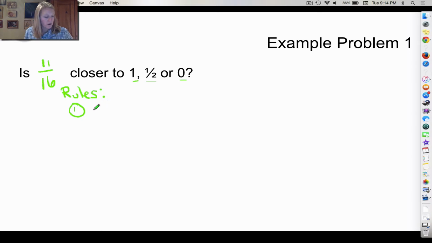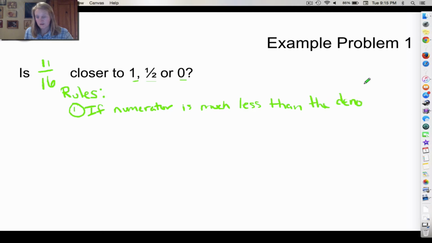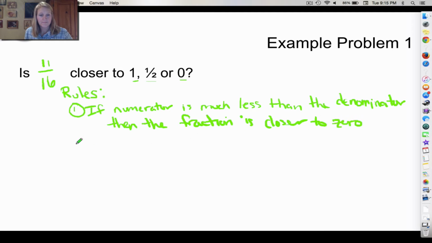Okay, so rule number 1 is if the numerator is much less than the denominator, then the fraction is closer to 0. Okay, that's rule number 1.